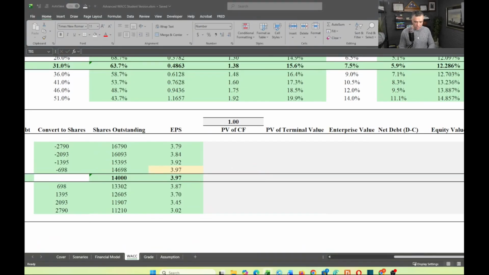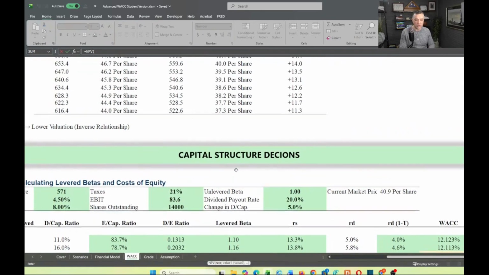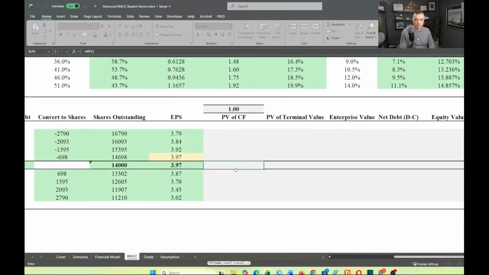Okay, now what we want to do is find out the present value of our cash flows. So we want to find out the terminal value, the cash flow value, to find out the enterprise value and the equity value to get the stock price. All right, so I'm going to go into that first cell here. I'm going to find the present value. So I'm going to do the net present value function. Just make it quick. First thing we want to do is find the interest rate, the WACC.